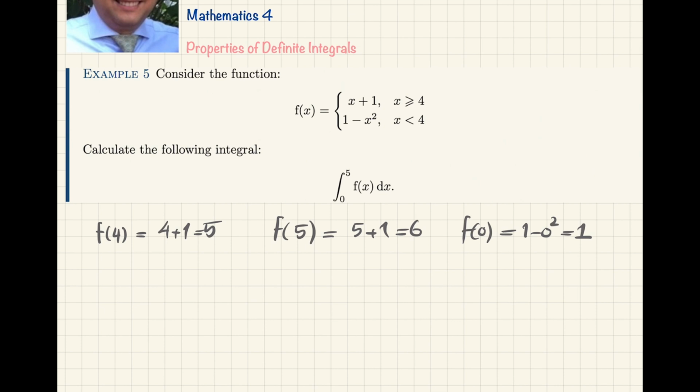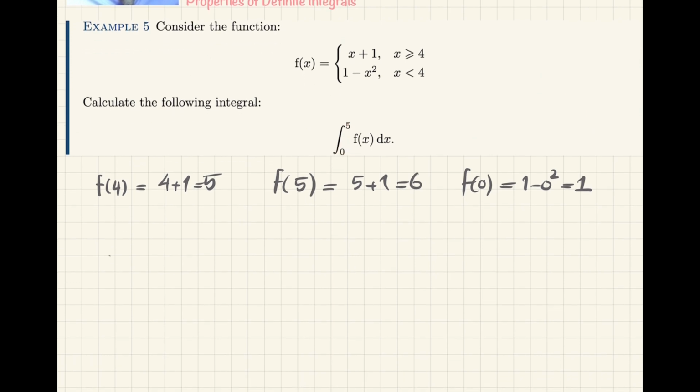Now that you understand the meaning of this function, I have given you a function with two different rules, and I am asking you to calculate this integral. But you need to know which function to replace here, because f of x has two different rules. And the interval is from 0 to 5, yes?